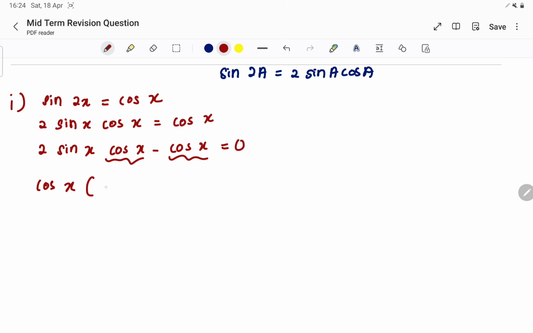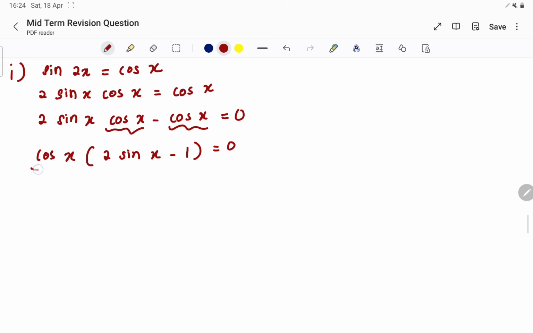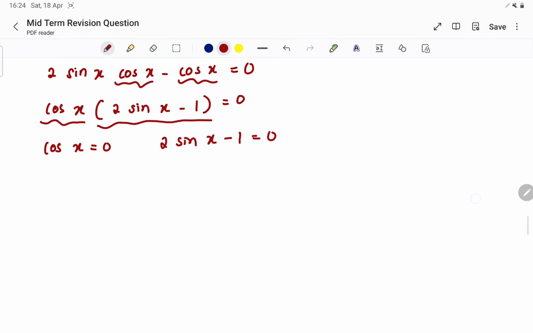Because you take out cos x, you get cos x times (2 sin x minus 1) equal to 0, since factorizing cos x leaves 1 inside. Now you separate them: cos x equal to 0, and 2 sin x minus 1 equal to 0. Now we settle cos x first.